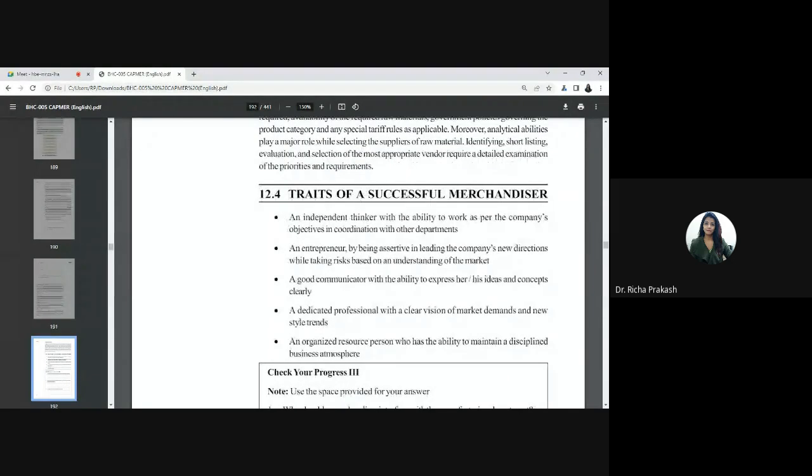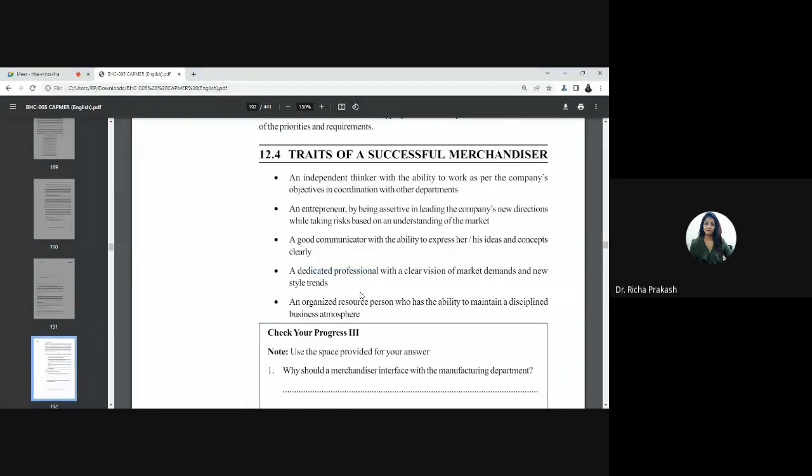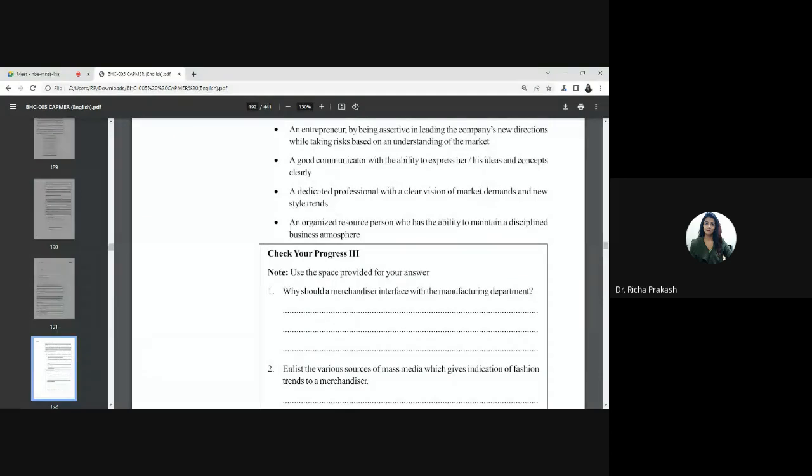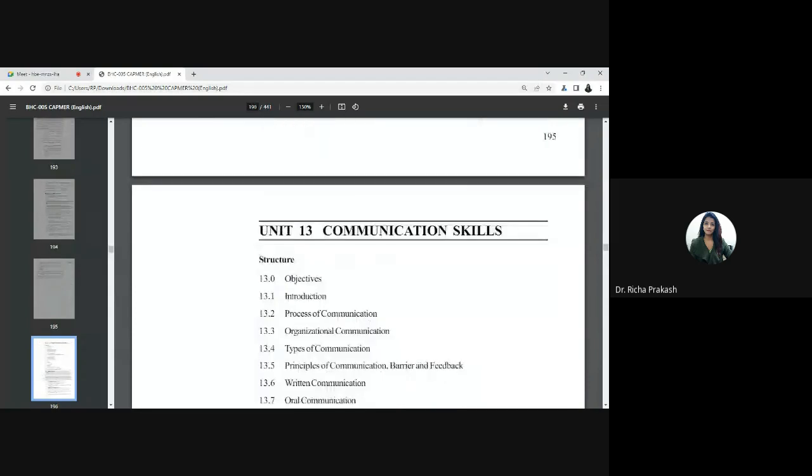Traits of a successful merchandiser. If you don't have these traits, probably you can't be a successful merchandiser. Of course, probable word is there. An independent thinker होना चाहिए. Entrepreneur, of course, you have to be an entrepreneur. I mean, you are the merchandiser. You are responsible. That person is responsible for the production and construction of that product. So one has to be an entrepreneur. Think right from the scratch till the end of the product completion. A good communicator, of course, dedicated professional towards your job. You have to be dedicated. An organized resource person. You must know how the business works and everything. So that's about the skill sets of a merchandiser.